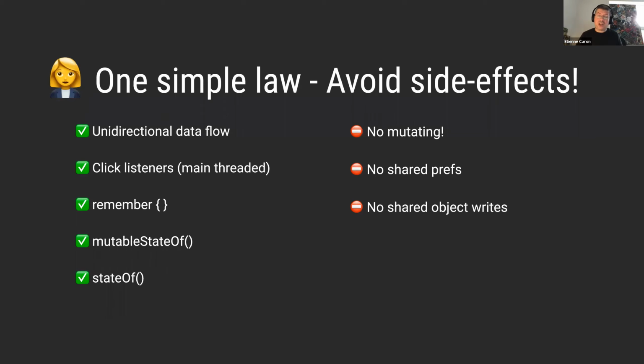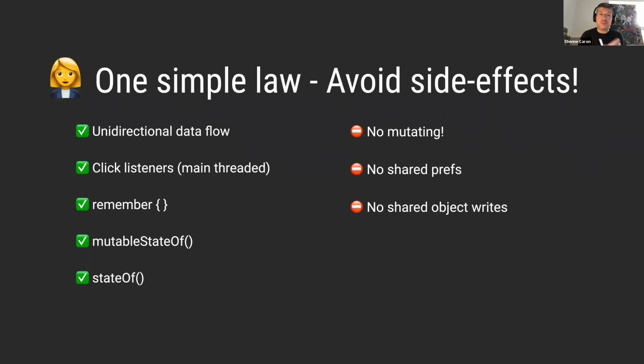So the one simple law: you have to avoid side effects at all costs. If there is any type of state that you're going to be creating in your composable function, it has to be self-contained and effectively invisible to the outside world. So no mutating attributes of your state. You can't be using shared preferences. You don't want to be writing into shared objects in memory. All of these things are big no-nos when you're writing composable functions.